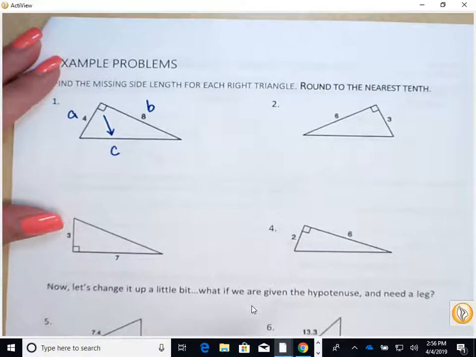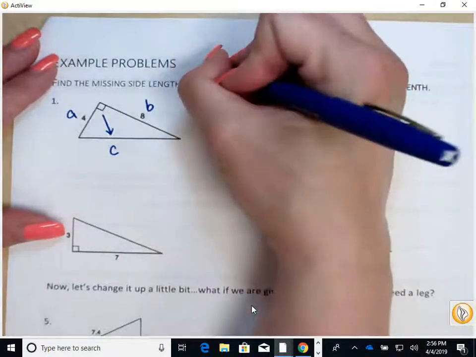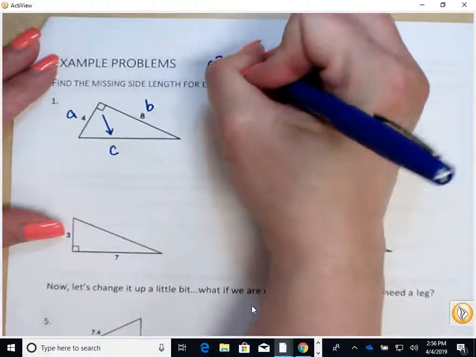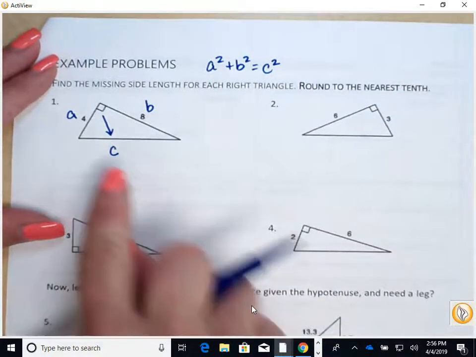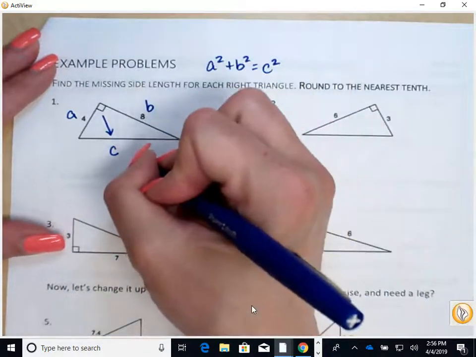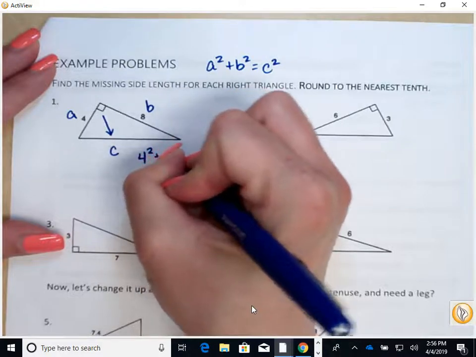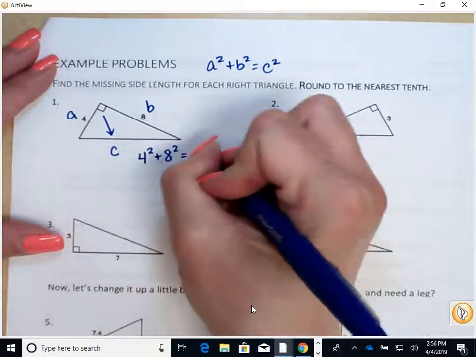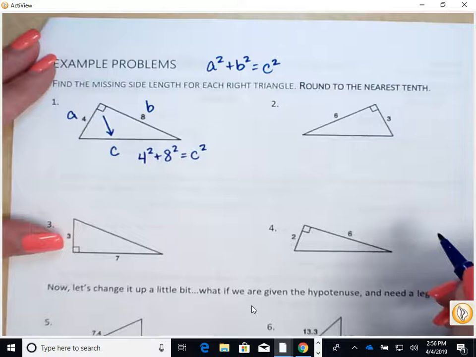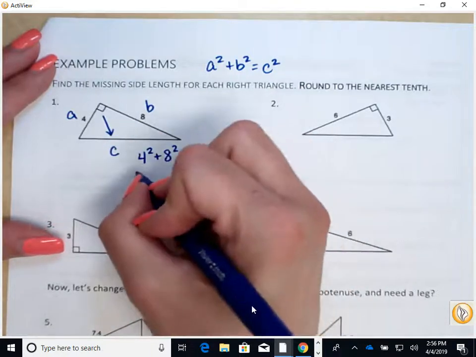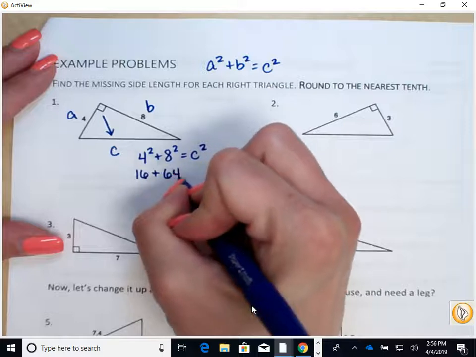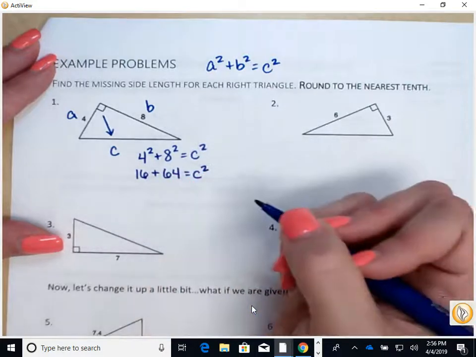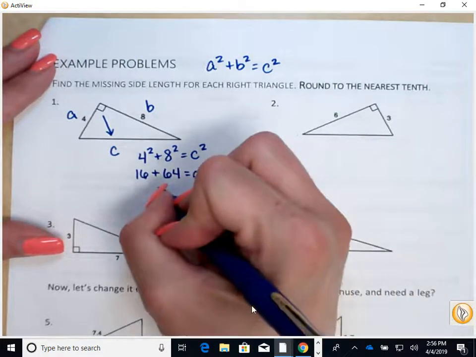Since it is a right triangle, we need to plug in these numbers to the formula A squared plus B squared equals C squared to find our missing side. So we're going to be finding our C side this time. So 4 squared plus 8 squared equals C squared, and our goal is then to solve for C. 4 squared is 4 times 4, so that gives me 16. 8 squared is 8 times 8, so that gives me 64. Add those two together, and we get 80.